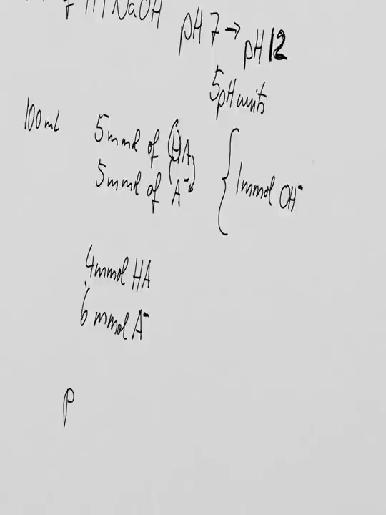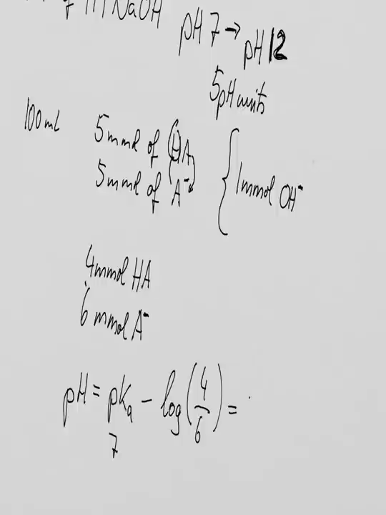So we can write our pH equals pKa, that was 7, and people have done the calculation already. Great! Minus log of 4 over 6. And this gives us a pH of 7.2. Now the pH goes up because we add base. So if we make something more basic, then the pH increases and therefore it makes sense. So our pH in buffer changes from 7 to 7.2.